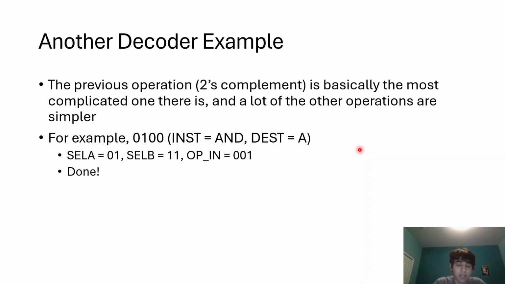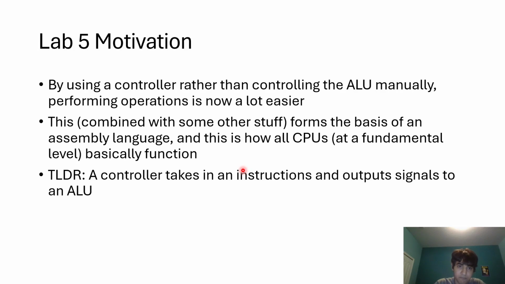So here's another decoder example. The previous operation, 2's complement, is basically the most complicated one there is, and basically every single operation is simpler. For example, if the instruction is AND, 0, 1, 0, 0, and the destination is A, you just set select A to take output from the ALU, select B holds its value, and the operation in is 0, 0, 1 for AND, and then you're done. So by using a controller rather than controlling the ALU manually, performing operations is now a lot easier. This, combined with other stuff, forms the basis of an assembly language, and this is how all CPUs at a fundamental level basically function. TLDR, a controller takes in instructions and outputs signals to the ALU.